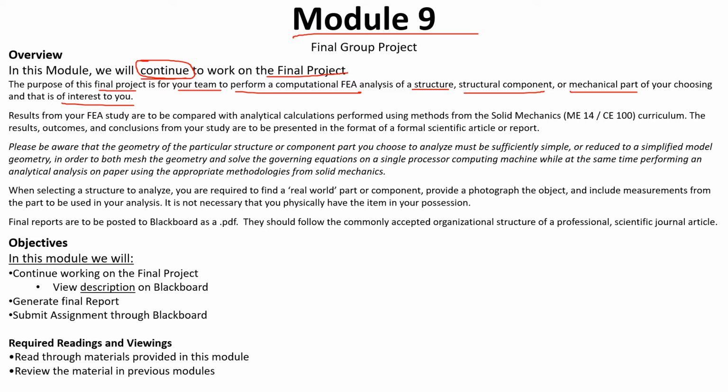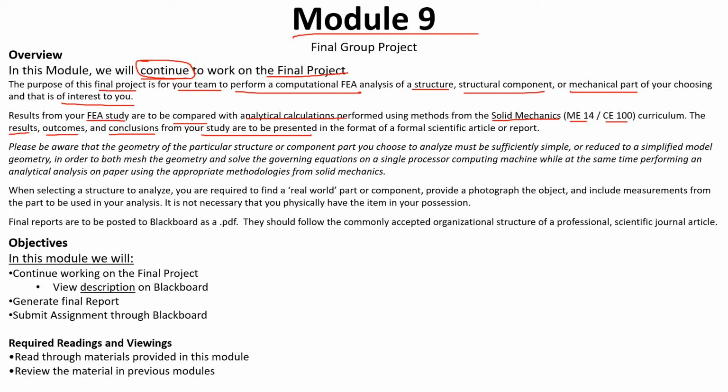Results from this FEA study are then to be compared with analytical calculations that are going to be performed using methods that you've seen before in your previous courses, such as your Solid Mechanics ME14 or CE100 course. These results, outcomes, and conclusions from your study are then to be presented in your final report.